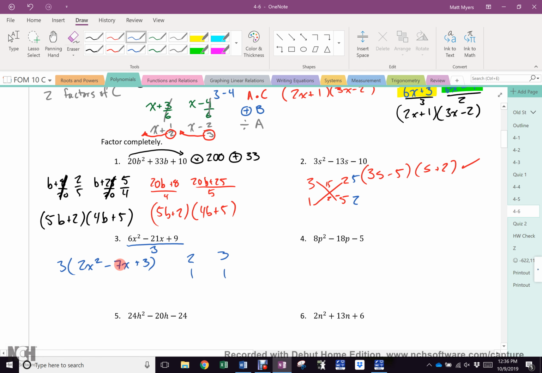How? But I need -7, right? So I have to do 2 negatives, yeah? So it must be -3 minus 1, right? So 3, because I can't forget that 3. 2x minus 3 and x minus 1. Now let's check. 2 times x, is that 2x squared? 3 times 1, is that 3?